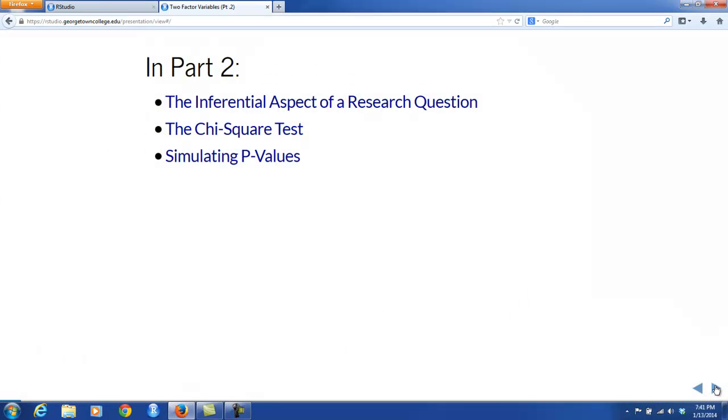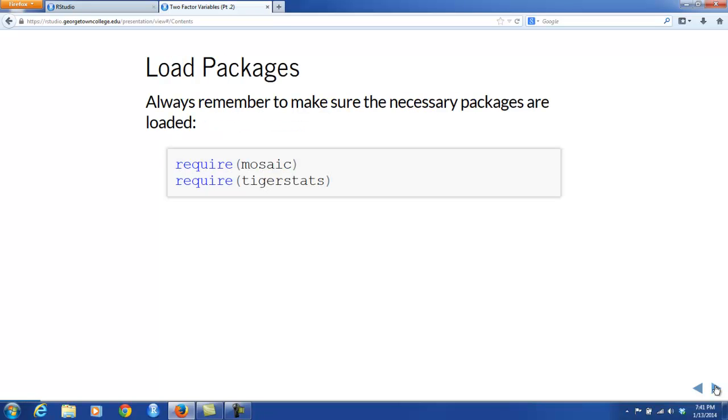In this part of the course, we're going to start looking at the inferential aspects of a research question. We're going to look at a formalized test for inference called the chi-square test that's used to see whether there is a relationship between two factor variables. And we're also going to look at particular ways of computing one of the numbers that goes along with a test of inference. It's called a p-value. Now always remember to make sure that the necessary packages are loaded.